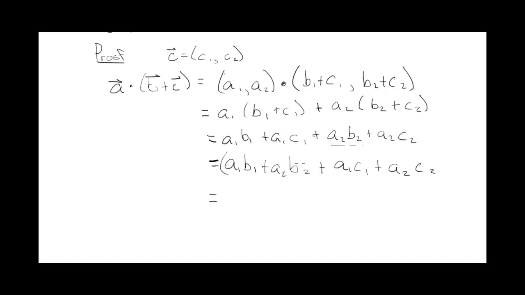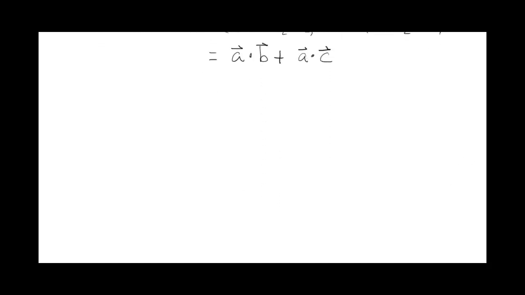Well, if I look at the first two terms and the second two terms, A1, B1 plus A2, B2, that's just the vector A dot the vector B, by definition. Plus, and then here I have the vector A dot the vector C. That's the definition of it. So A dot B plus C is the same as A dot B plus A dot C. Okay, so that's the proof of the distributive property for the dot product of vectors.